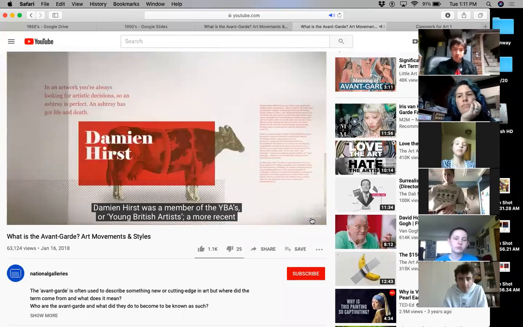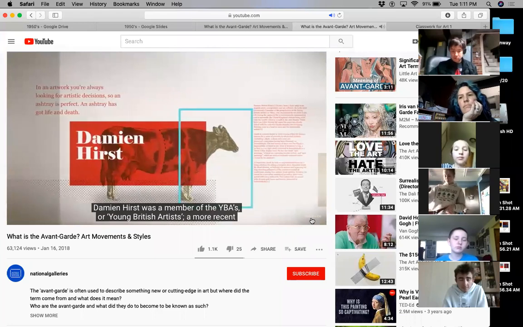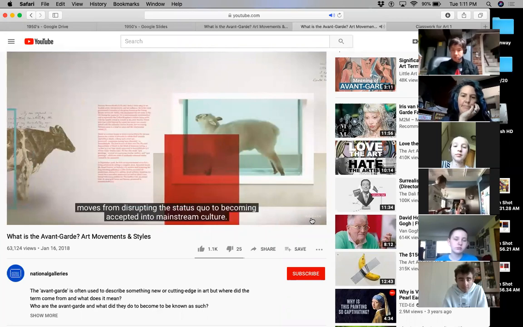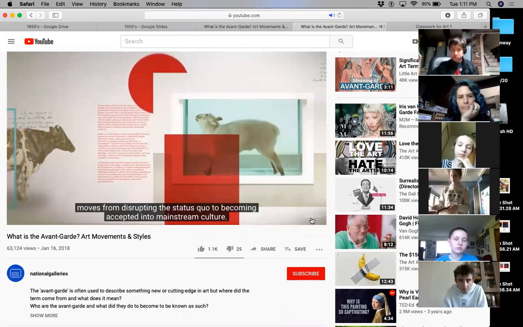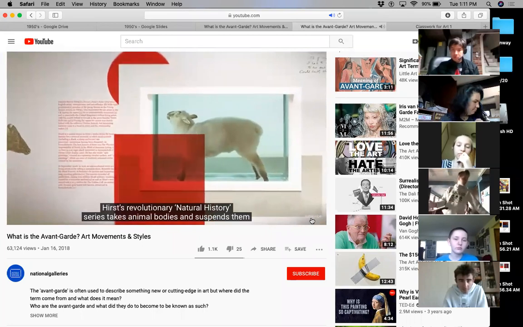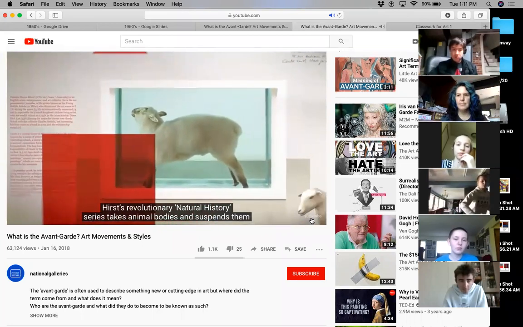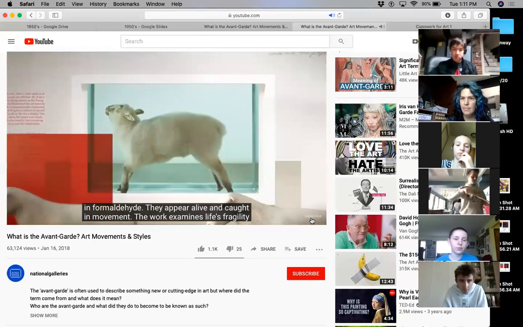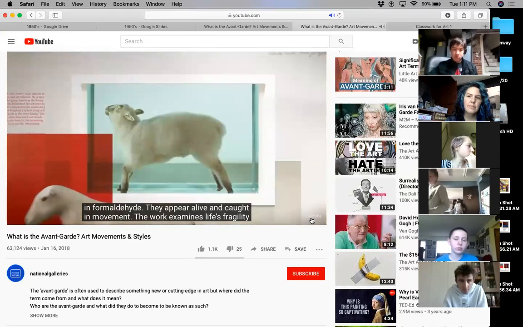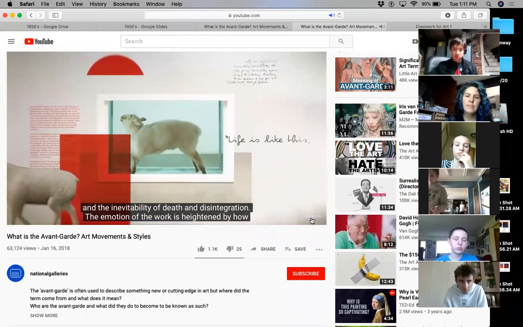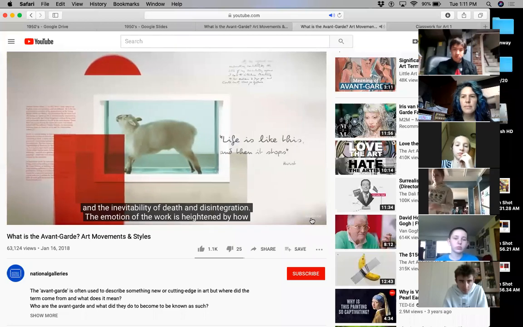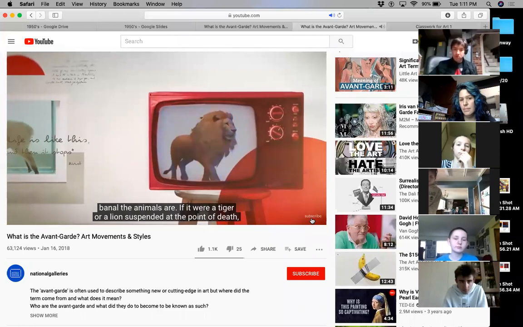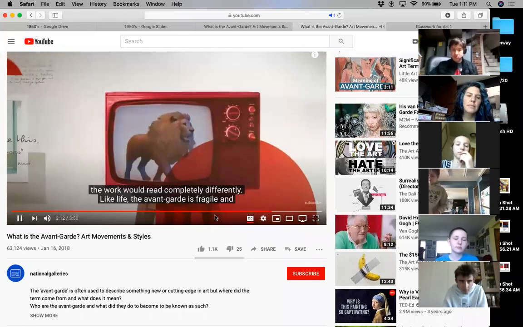Damien Hirst was a member of the YBAs, or Young British Artists, a more recent group that embodied the avant-garde spirit. Their work highlights the speed at which art moves from disrupting the status quo to becoming accepted into mainstream culture. Hirst's revolutionary Natural History series takes animal bodies and suspends them in formaldehyde. They appear alive and caught in movement. The work examines life's fragility and the inevitability of death and disintegration. The emotion of the work is heightened by how banal the animals are. If it were a tiger or a lion suspended at the point of death, the work would read completely differently.